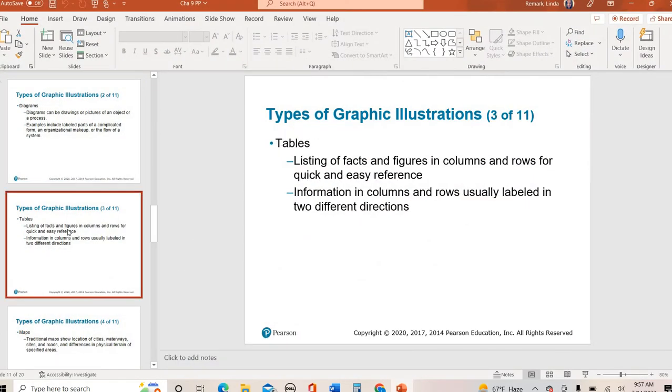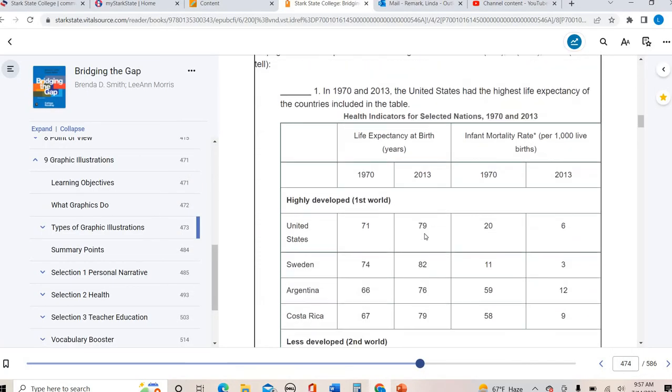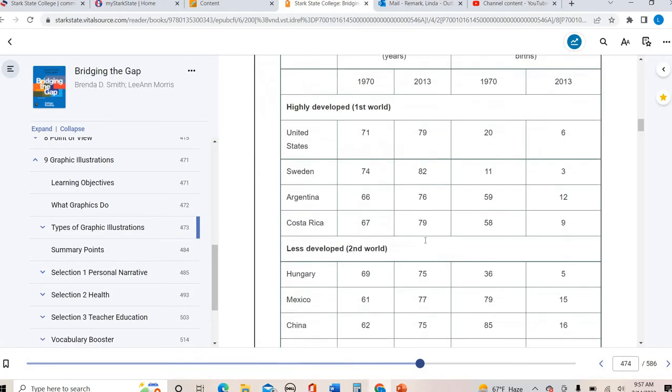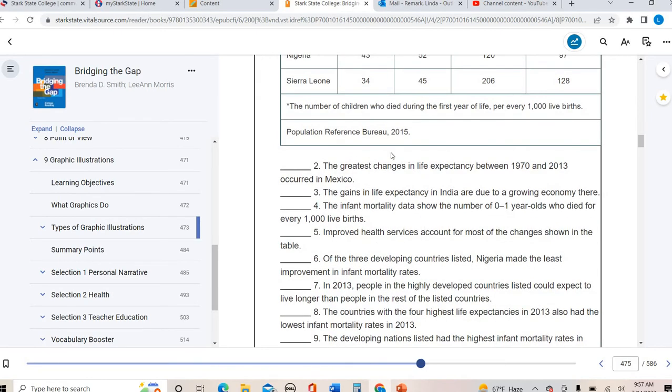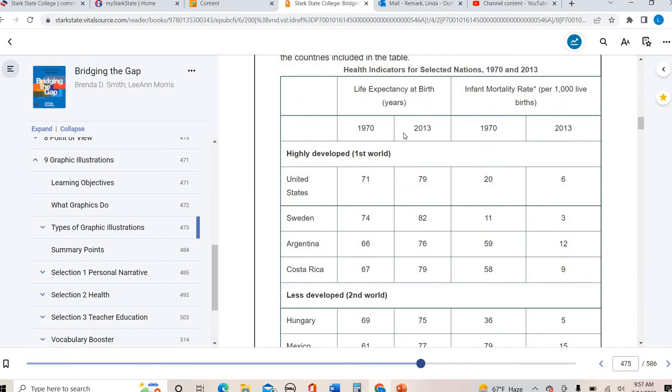Then you have tables. This is the row and column organization, usually whenever you have a lot of data, a lot of numbers to try to show. So here's an example of a table. Again, if you want to test yourself, look to see, can you answer these questions based on the information in the table? You can see you have your row and column configuration.